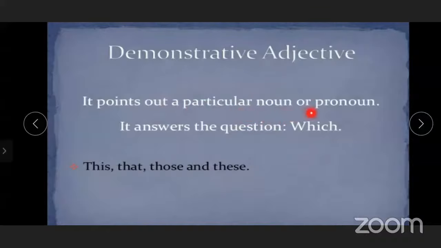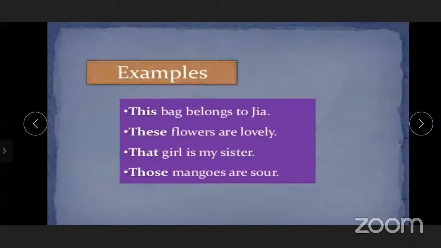It points out a particular noun or pronoun. It answers the question which. Yes, a demonstrative adjective always comes first in the noun phrase. See, these are the examples.